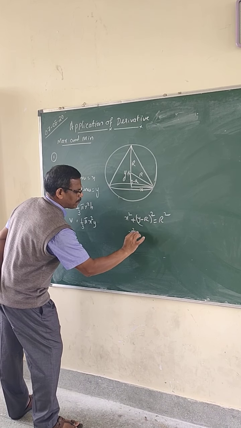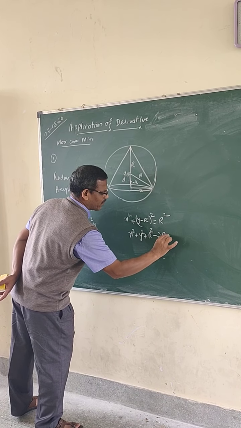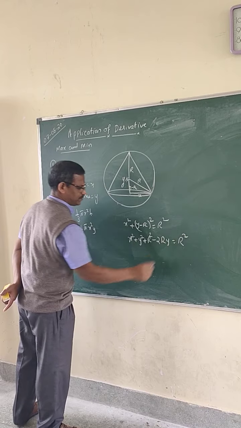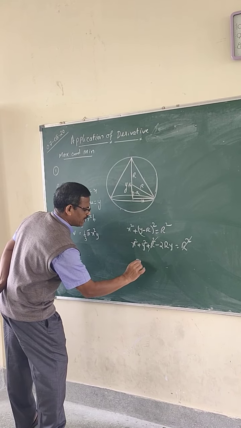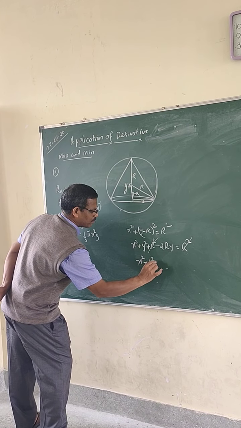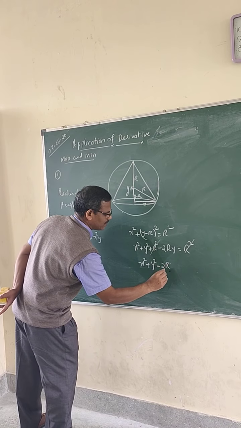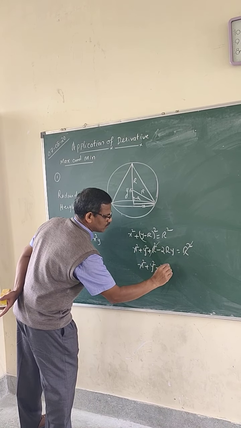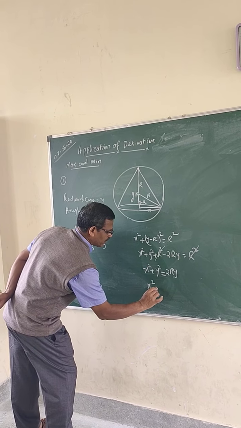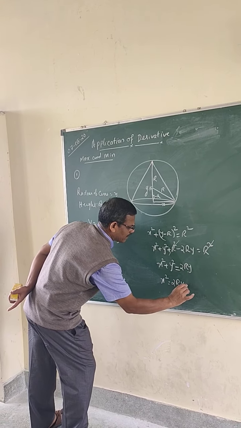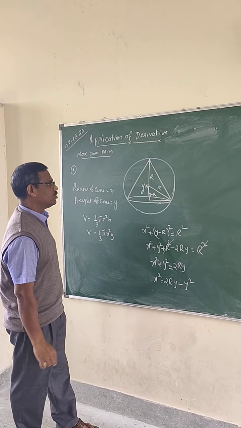So x square plus y square plus r square minus 2ry is equal to r square. This r square cancels. Now x square plus y square minus 2ry is equal to 0. We can take this 2ry to the other side. So x square is equal to 2ry minus y square. You got x in terms of y now.